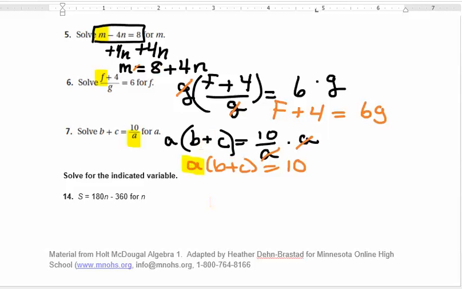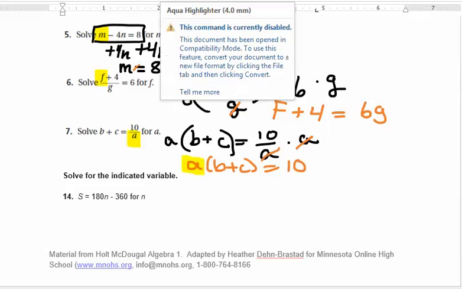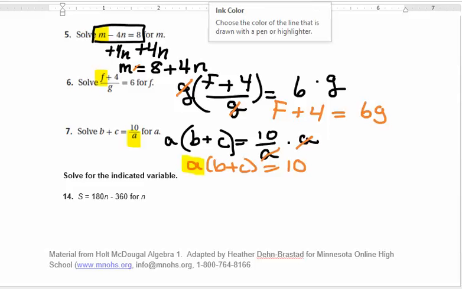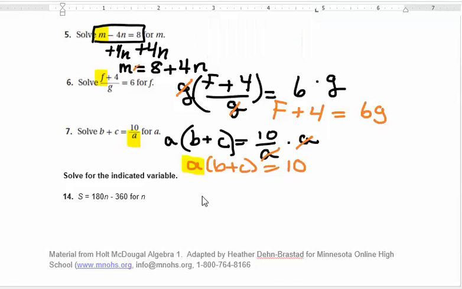Here's our A. It's being multiplied by something. Now it's being multiplied by something in parentheses, but that doesn't matter. We're still multiplying by a quantity, b plus c, and I want to undo that multiplication, and I would do that by dividing. So I'm going to divide both sides by b plus c.